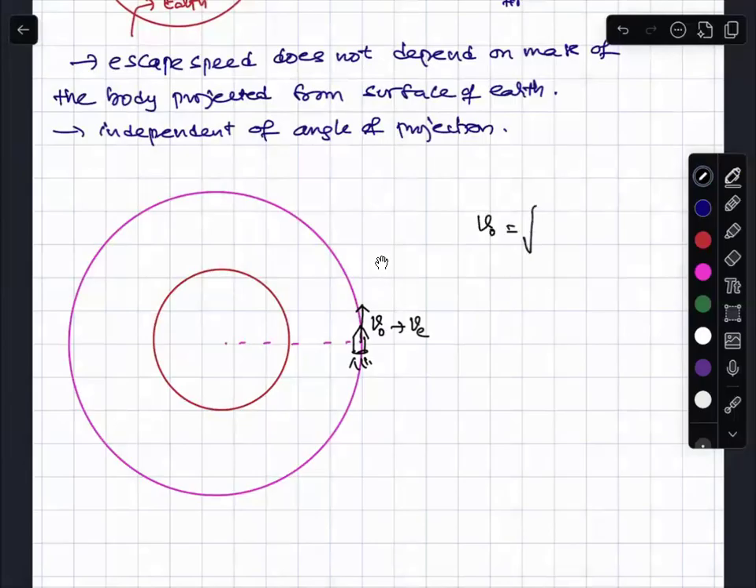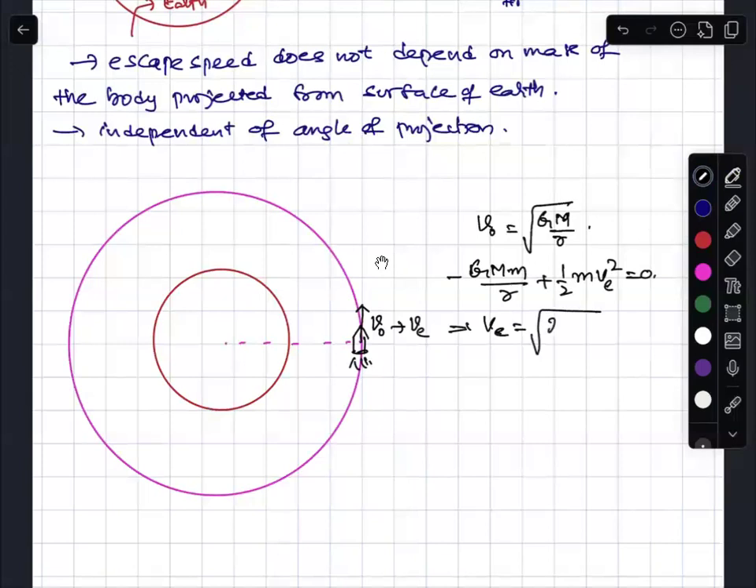V0 is root G capital M by small r. You know. You want total energy to become 0 at this point. Minus G capital M small m by r plus half m VE square is 0. So VE is root 2G capital M by r. This is nothing but root 2 times orbital velocity. So if you are already in a circular path, orbiting around Earth with some velocity V0 called orbital velocity, suddenly, if your velocity increases by root 2 times the previous value, you will escape.